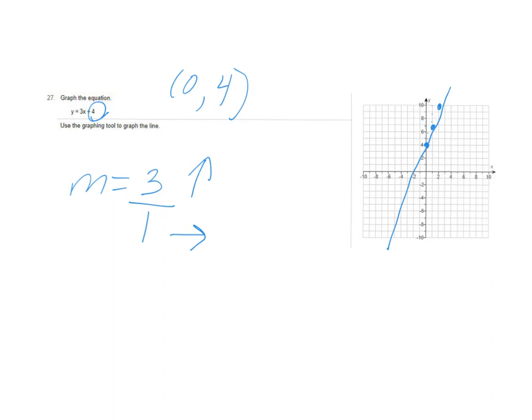Graph the equation of the line. Our slope is positive 3. I know the denominator is 1, so that tells me I'm going to move up 3 and to the right 1. The y-intercept is at this point 0,4, so I'm going to start at 0,4, and my slope is going to go up 3, 1, 2, 3, and to the right 1. And that is our line.